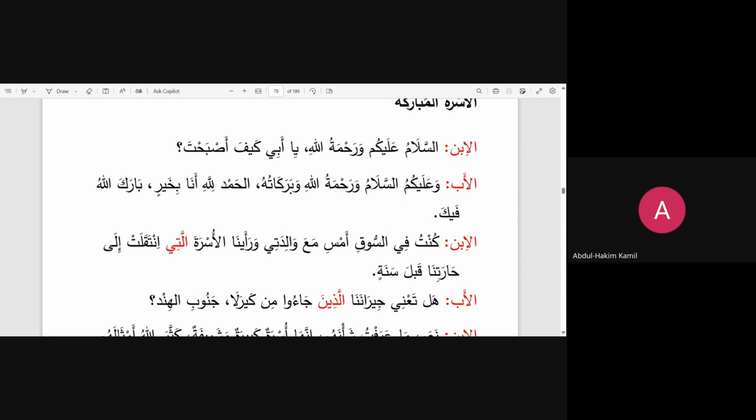ورأينا الأسرة التي انتقلت إلى حارتنا قبل سنة. لا بس little bit by little bit. ورأينا الأسرة. Take jump from letter to letter. Don't smear the letter. Don't smudge the letter. Land on top of the letter. Land on it. Stop on it. Now, and don't smudge past it.